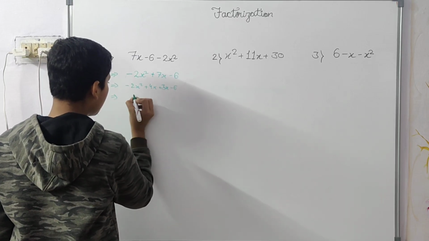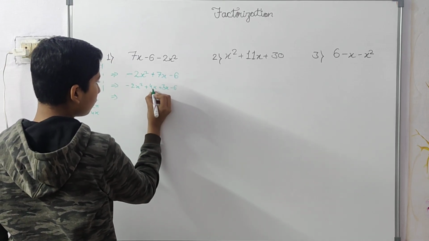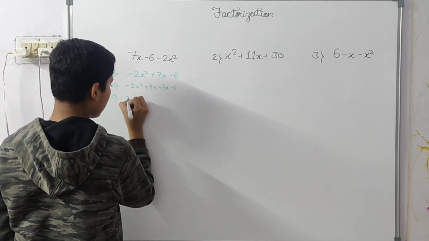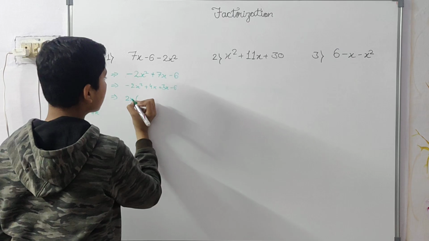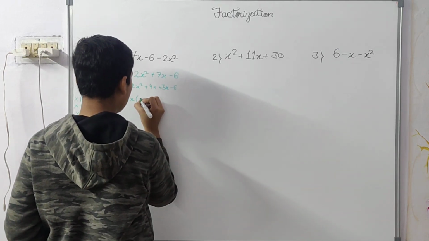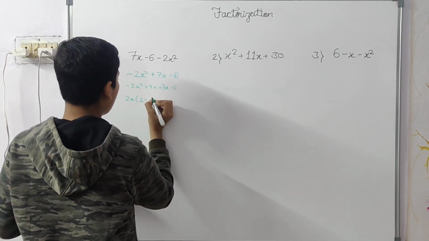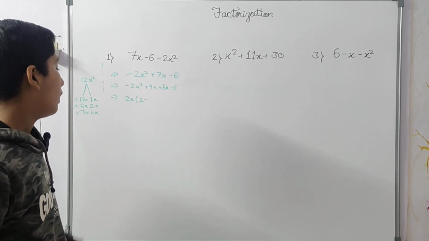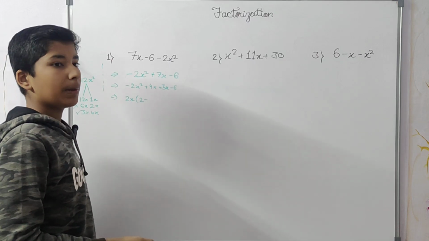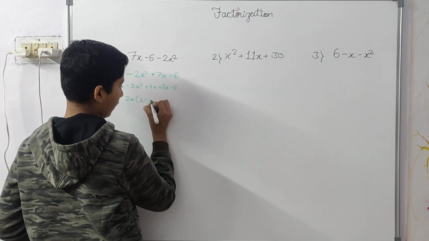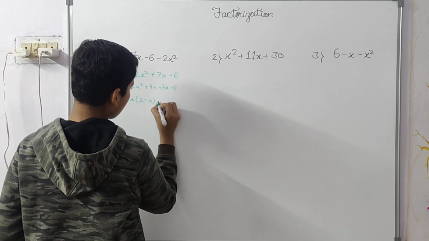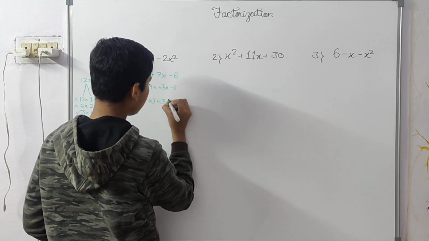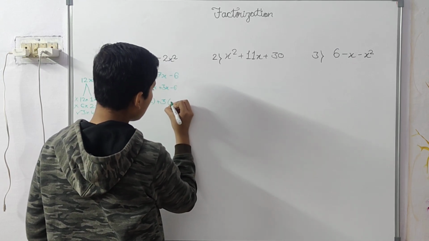So what will be our next step? Minus 2x square and minus 4x. What is common? Common thing is 2x. 2x taken common. So what will be here? 2 and minus. See, this is minus, so we can write it as minus x plus 2, or 2 minus x can also be written. Plus 3 will be common, x.